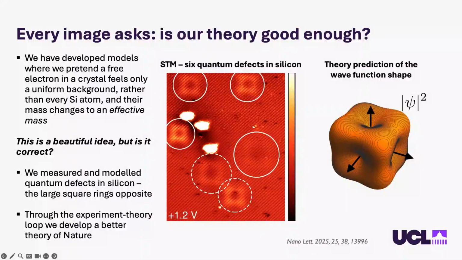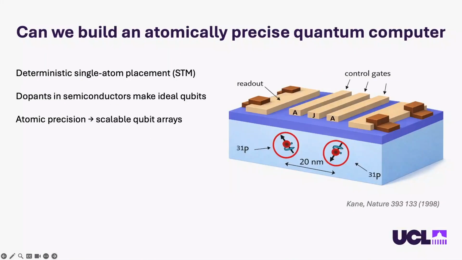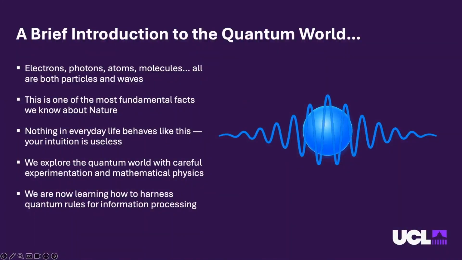So with that, I'm a couple of minutes over time, but I'll stop. Hopefully that was a brief introduction to the quantum world. Electrons, photons, atoms, molecules, they all have this wave-particle duality. There's no way you can understand it with your intuition, but it's nevertheless one of the most fundamental aspects of the universe that we live in. And it explains a great many things.